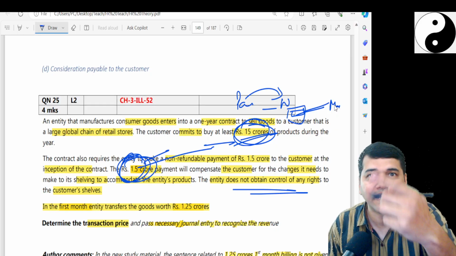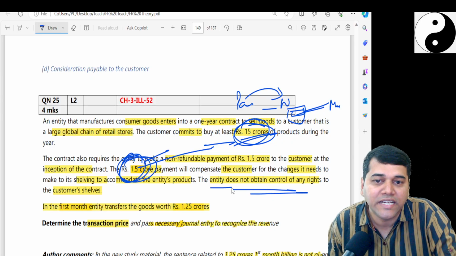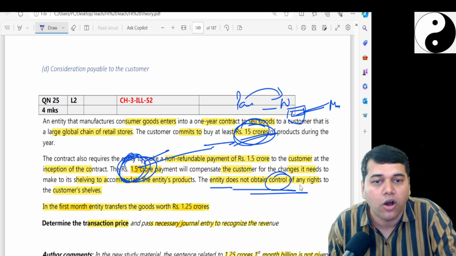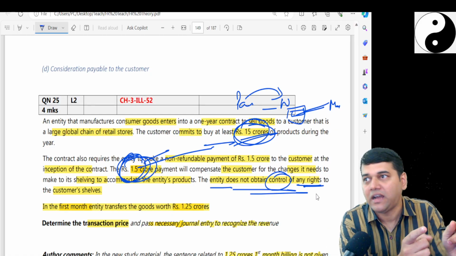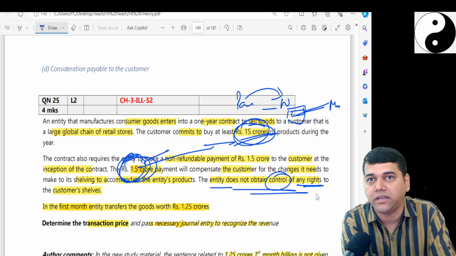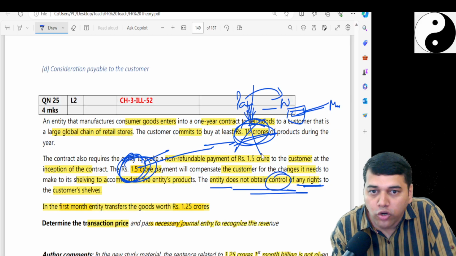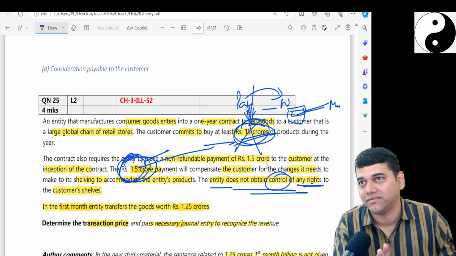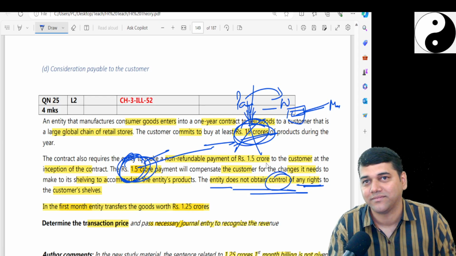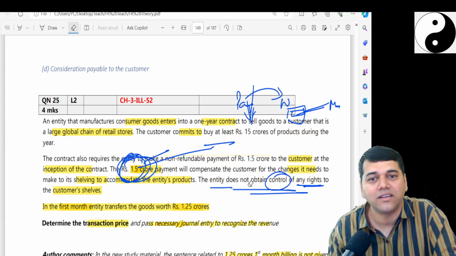Do we have the right? Exactly. Do we have the right? The question is silent. And they said the entity does not obtain control of any rights. That means in that shelf, I have to keep only my material, whatever I sell here, 15 crores. If you don't sell, this shelf will be vacant. Yes, exactly.